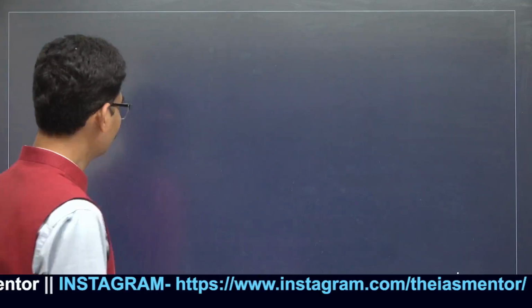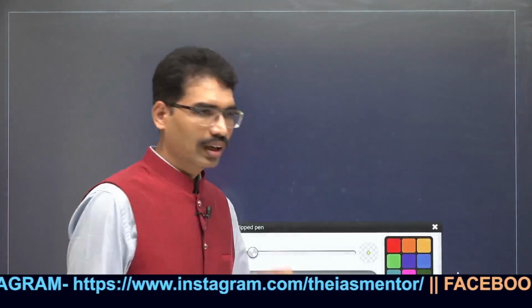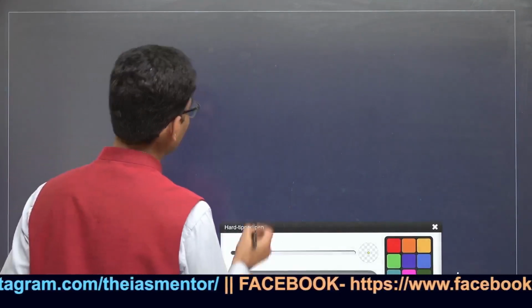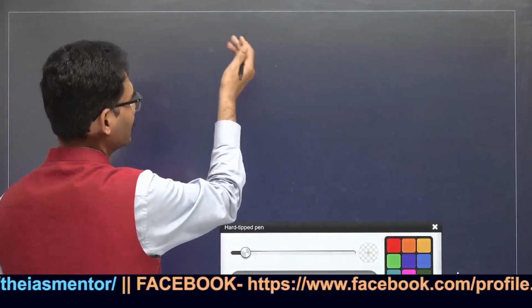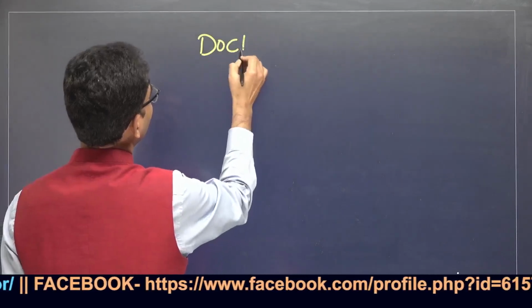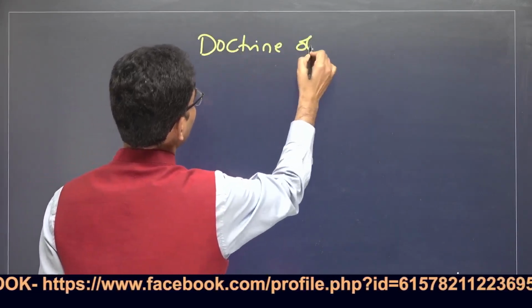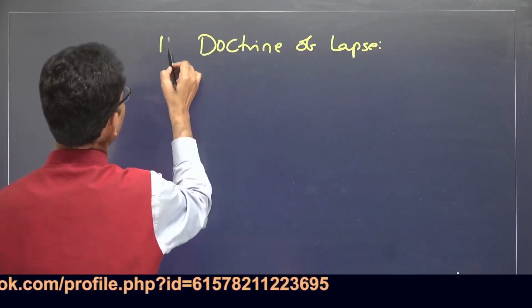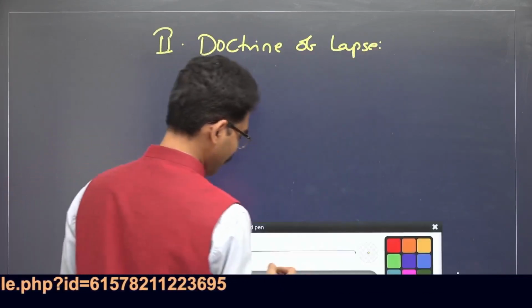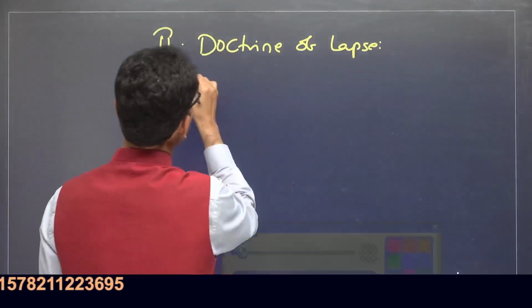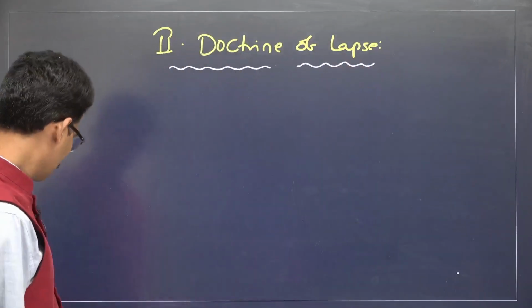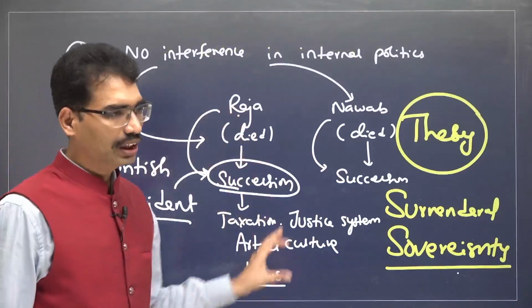Next one. Another diplomatic tool which they used to control or to capture directly was the doctrine of lapse. Doctrine of lapse. When it comes to the doctrine of lapse, now you see this, through the subsidiary alliance treaty, they used to already interfere.